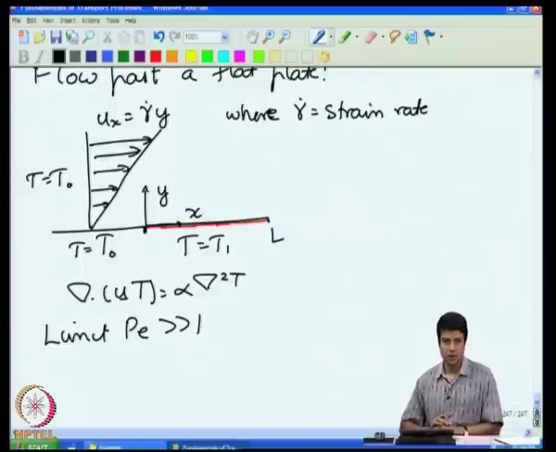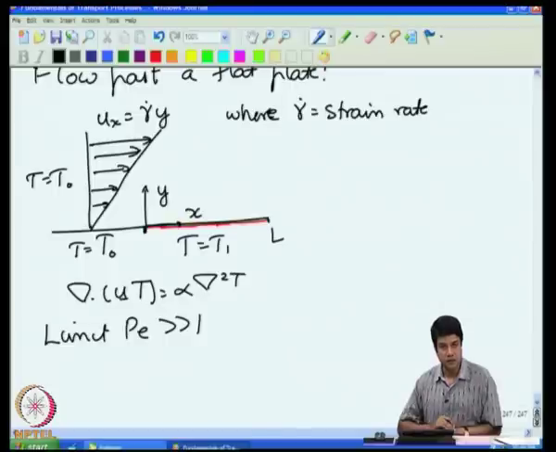And there is no velocity scale, but there is a scale for the strain rate: u x is equal to gamma dot times y. So, the strain rate gamma dot has dimensions of inverse time, because velocity is length per unit time, which is equal to gamma dot times the length. Therefore, the strain rate has dimensions of inverse time.